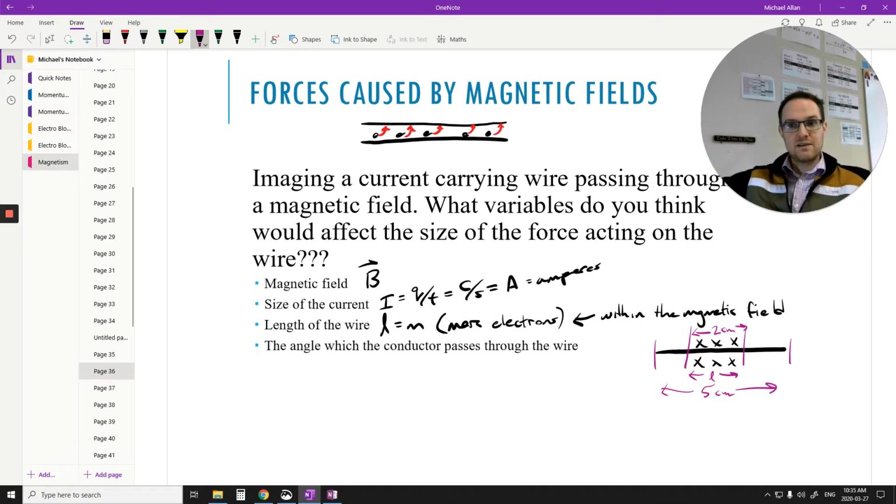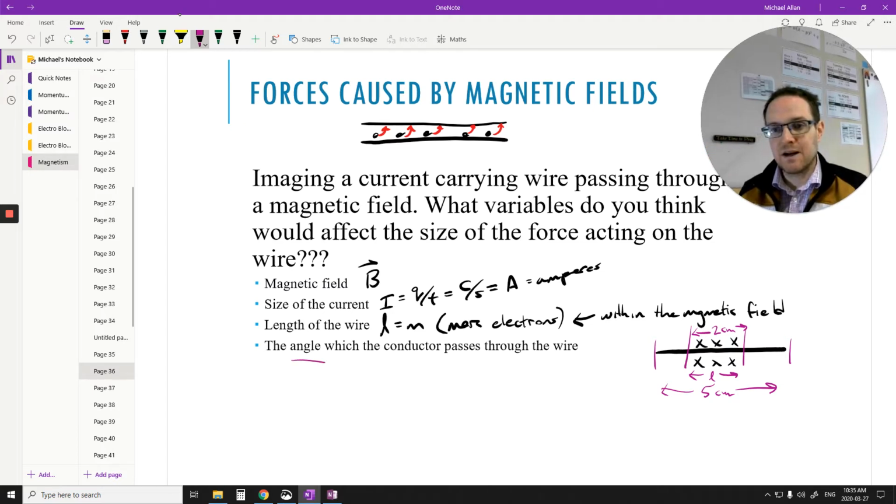The electrons outside, they're not experiencing forces, so they're not going to add on. They're going to add mass to the wire. That might be important later on, but they're not going to add force to the wire because only the electrons within the field will create a force if they're moving. If the wire's not moving or the current's not running through the wire, then there's no force.